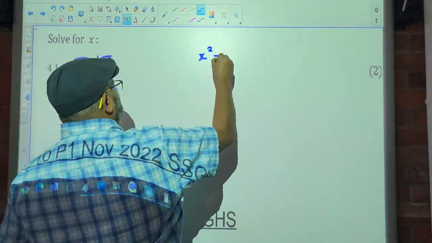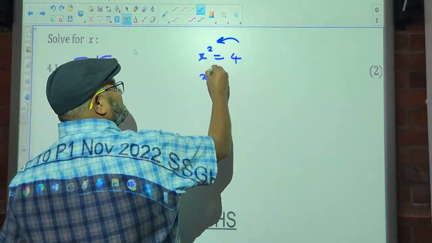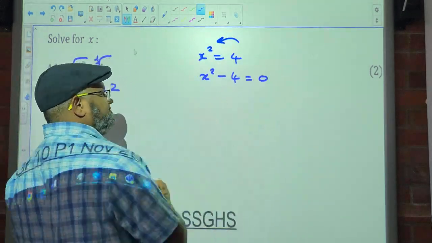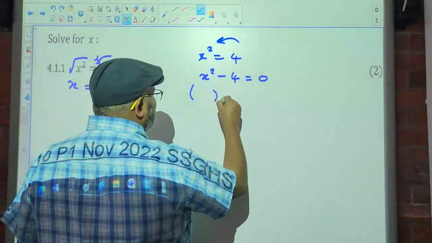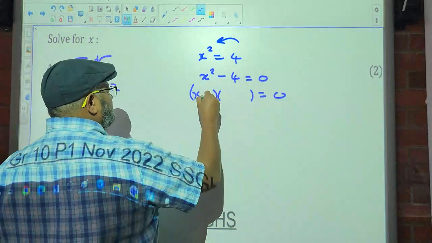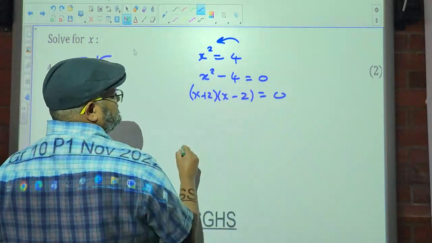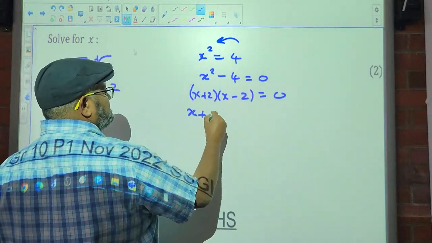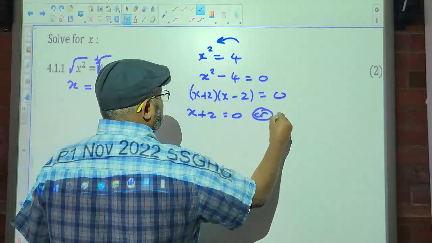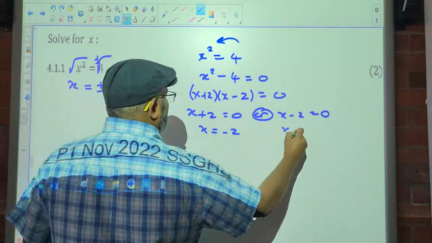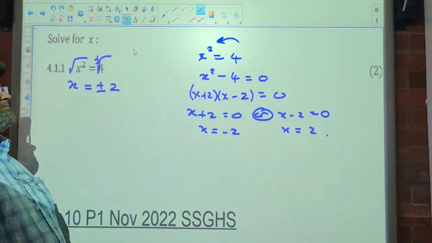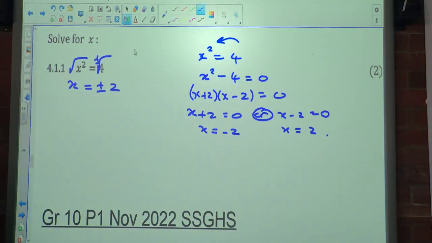Otherwise, if you had x squared is equal to 4, we bring that over the equal sign, becomes x squared minus 4 is equal to 0. Now what? Difference of 2 squares, yes. Our favorite. So x plus 2 is equal to 0, or x minus 2 is equal to 0. So x equals minus 2 or x equals 2. Either way, you get full marks. If you don't write plus or minus, then you lose marks.